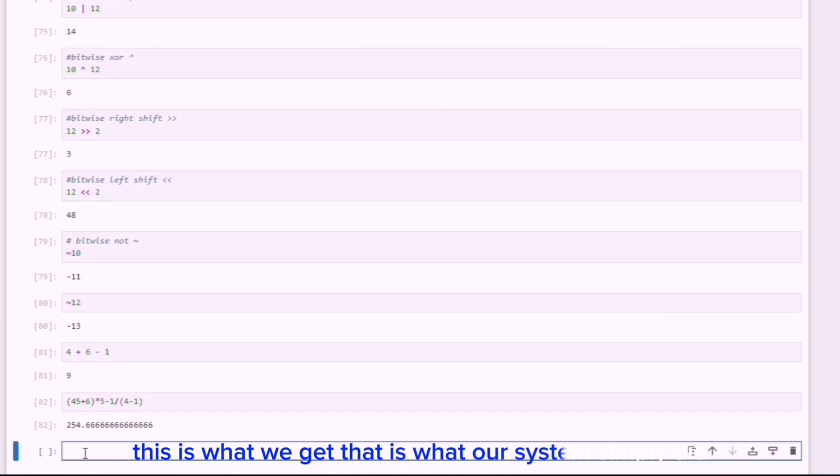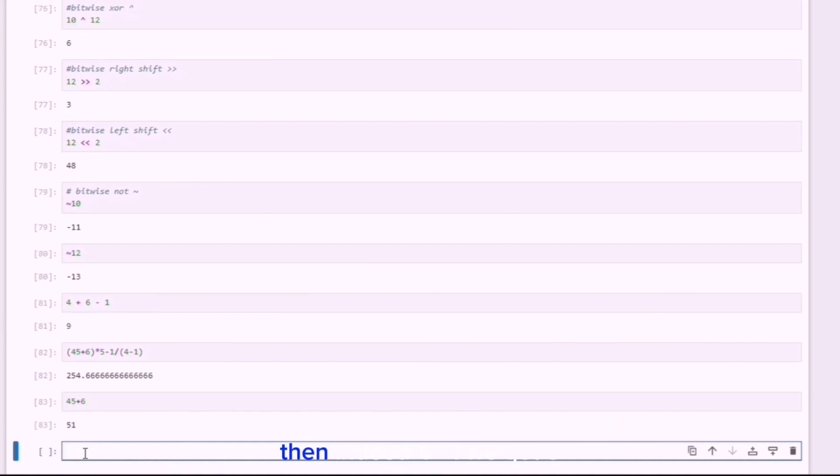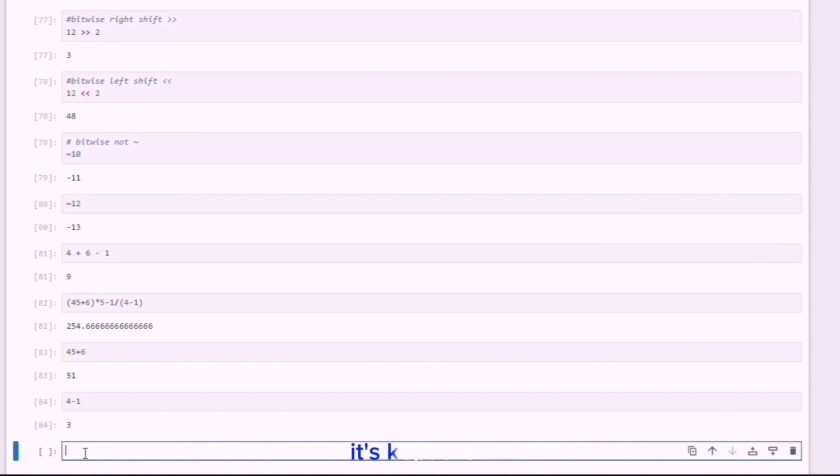That means our system first did 45 plus 6. We got 51. Then it did 4 minus 1. We got 3. It kept them. Then our equation turns to something like this: 51 times 5 minus 1 divided by 3. This was what the equation turns to.